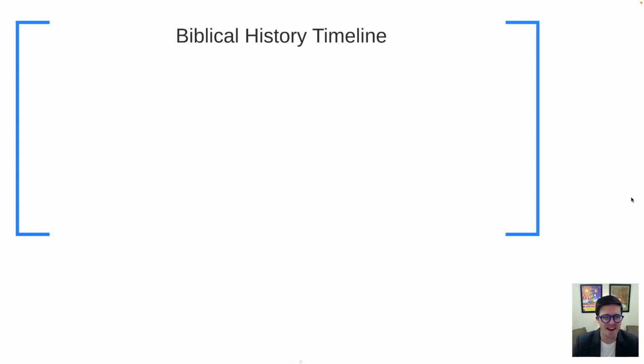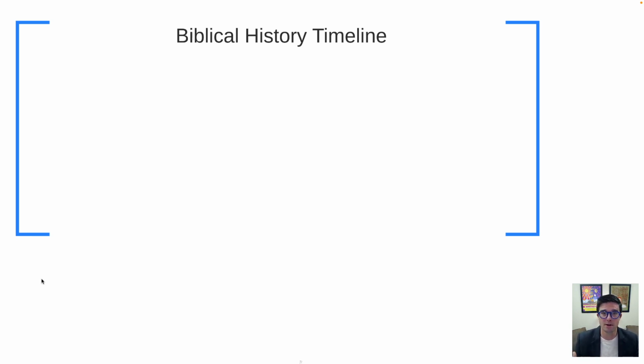So let's go ahead and move on over to our timeline of biblical history. What I'm going to do is put different events up onto this timeline. We're going to look at them a little bit more close up, and then we'll zoom back out to give some different names to the different time periods that are represented on this timeline.